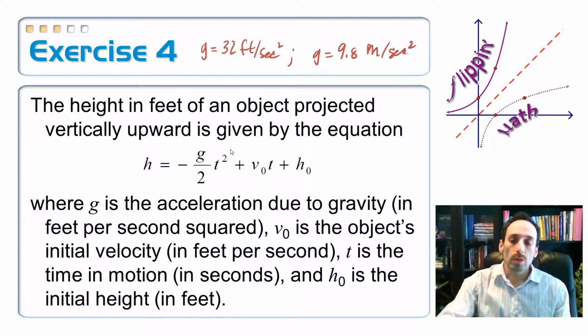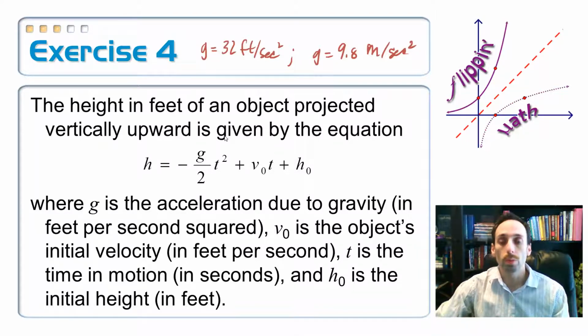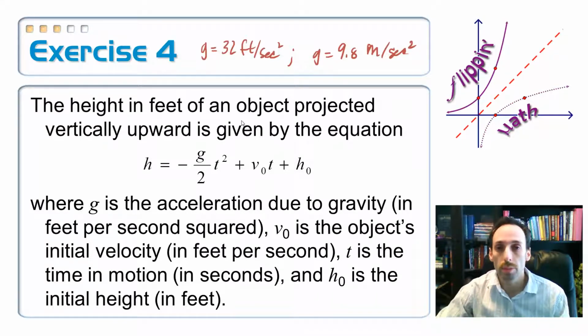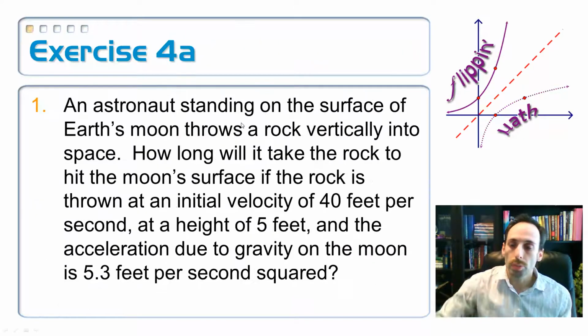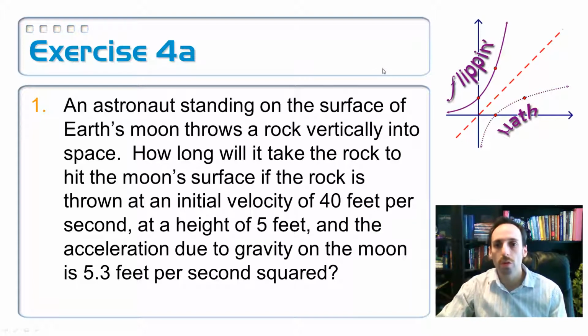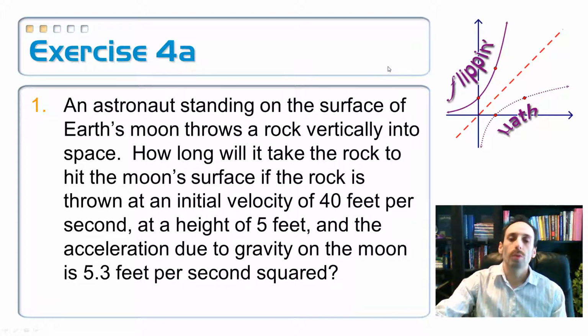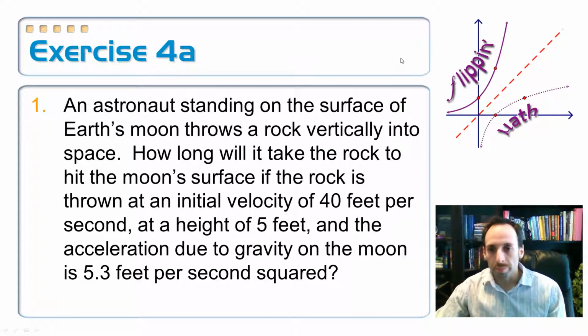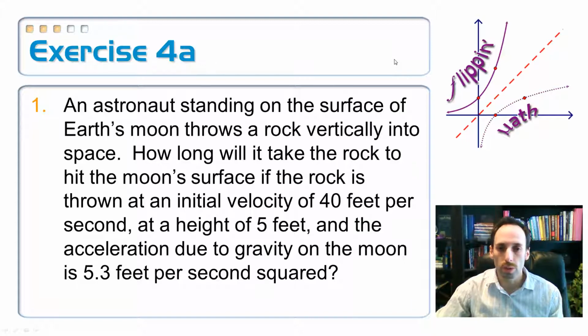And that g, well, if it's not on Earth, it could be any place else, like maybe the moon. And whatever its acceleration due to gravity, we can use the same exact equation. So speaking of that, how about an astronaut standing on the surface of the moon throws a rock vertically into space? You go to the moon, what's the first thing you want to do? Throw something. Okay, so how long is it going to take that rock to hit the moon's surface if the rock is thrown at an initial velocity of 40 feet per second at a height of 5 feet, and the acceleration due to gravity on the moon is 5.3 feet per second squared?